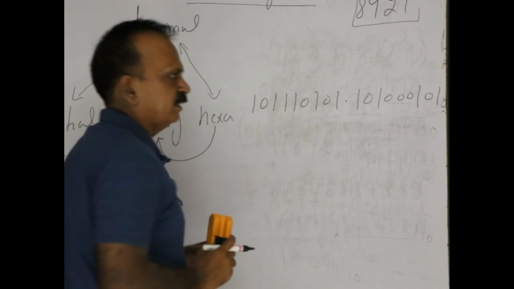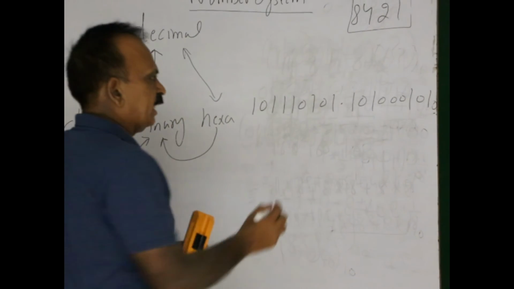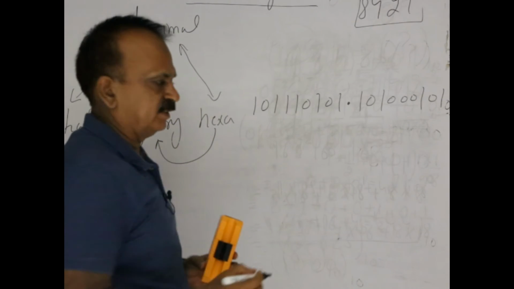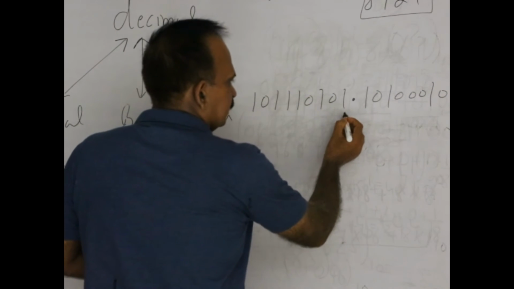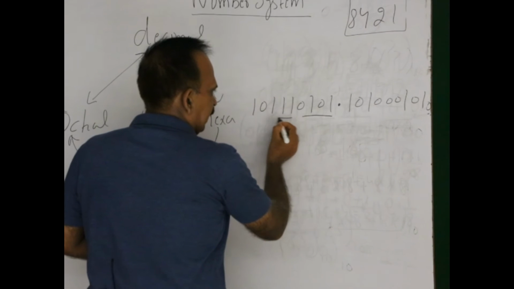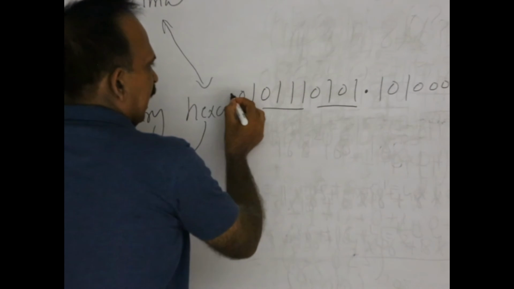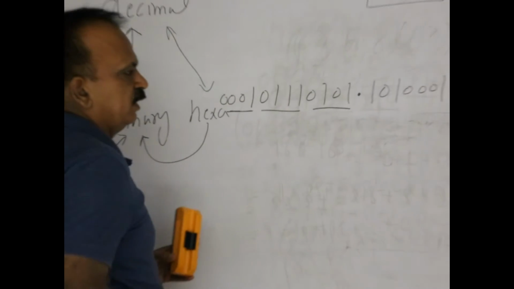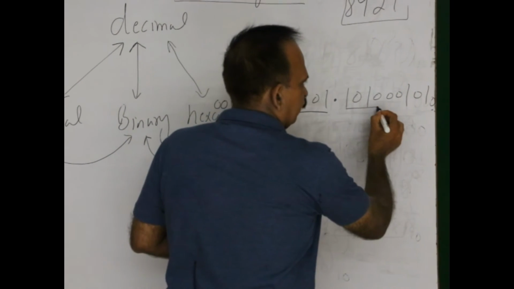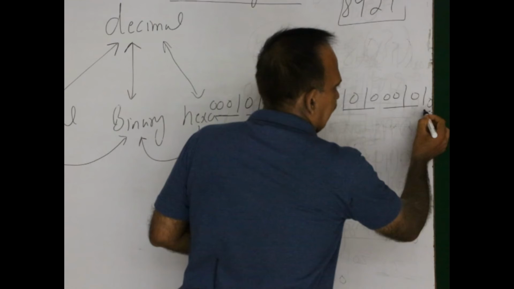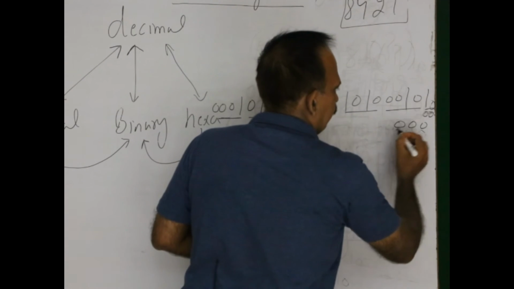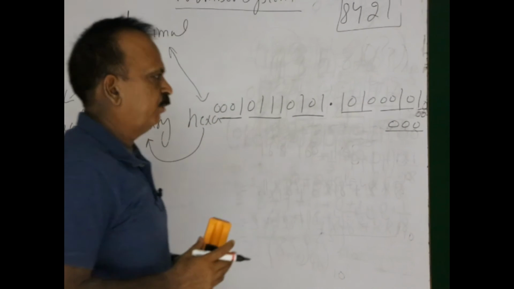10.11101.10.000101. Let this be the number. Starting from the decimal point, now make groups of 4 bits. Let it be 1, 0, this one. This is again 4 bits. At the last, I will be adding zeros to make it a 4-bit group. Here it will be this group, again this group, and I will be adding 3 zeros so that this group will be a 4-bit group.